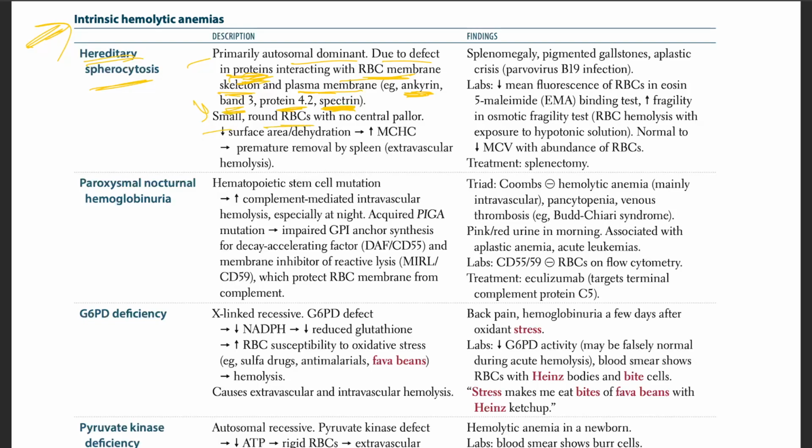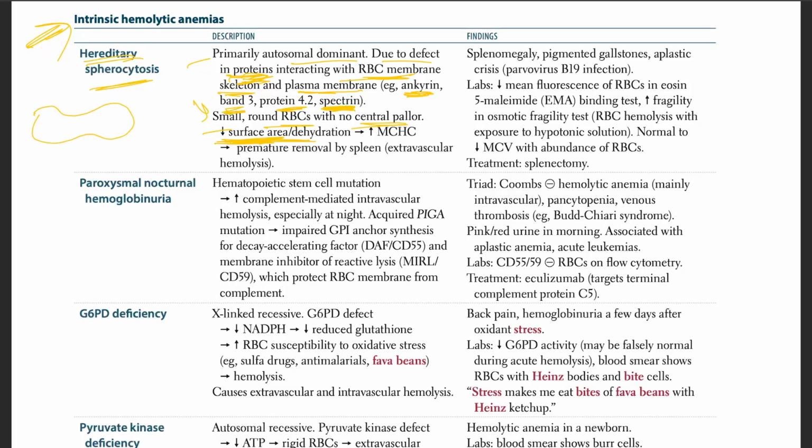Small round RBCs with no central pallor, spherocytes, right? There is a decrease in surface area, and dehydration. So how do you decrease the surface area? Okay, let's just draw this.